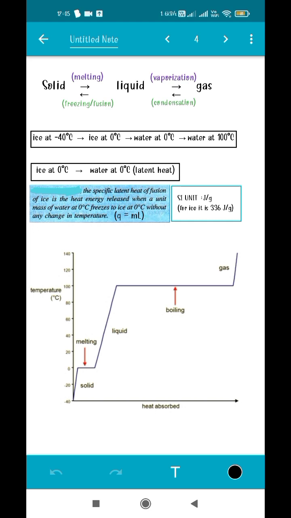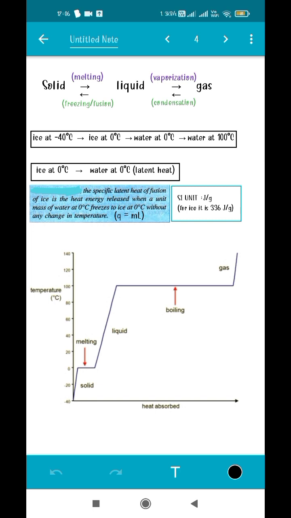The heat which is required to change this state, it is known as latent heat. The word latent means something which is hidden, something which we cannot see. So there is no direct change in temperature. Temperature is remaining constant, but still there is a heat which is changing the state. So this hidden heat is known as latent heat. So what is the specific latent heat of fusion? Let's see. The specific latent heat of fusion of ice is the heat energy released when a unit mass of water at 0 degrees Celsius freezes to ice at 0 degrees Celsius without any change in temperature.